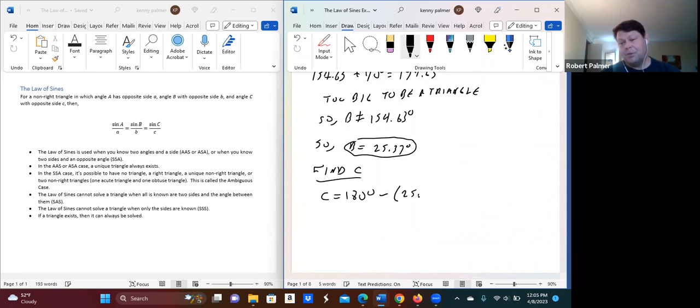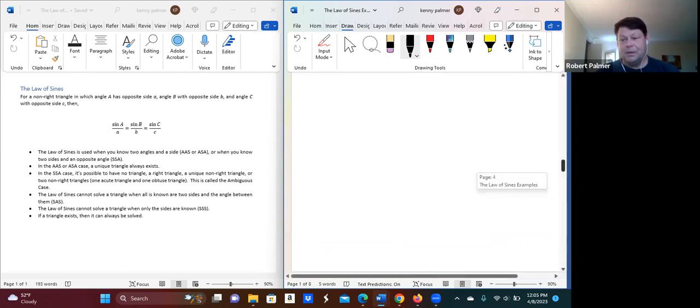So let's find angle C, where C is just 180 minus the sum of the other two, so 25.37 degrees plus 40 degrees, and we can do that in the calculator. I won't go to Desmos; do that on your own calculator. And the other angle, C, is going to be 114.63 degrees. So C itself is an obtuse angle, so this is an obtuse triangle.